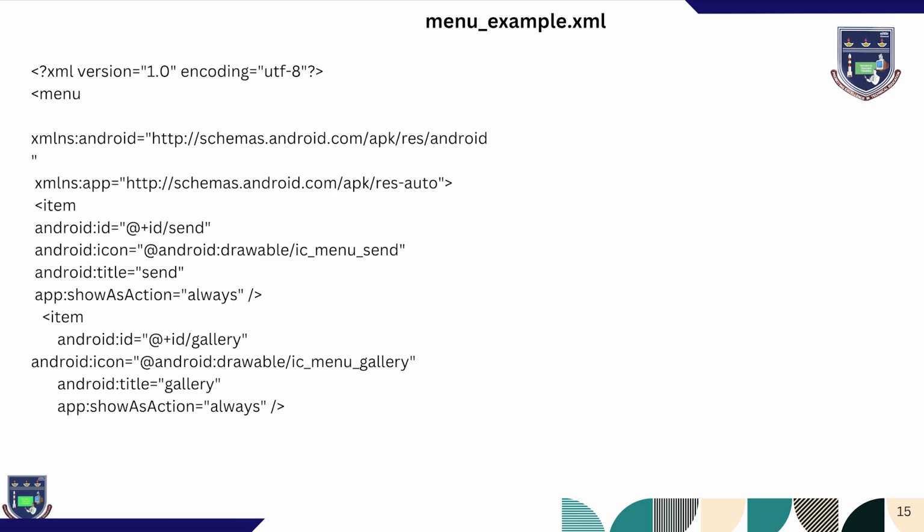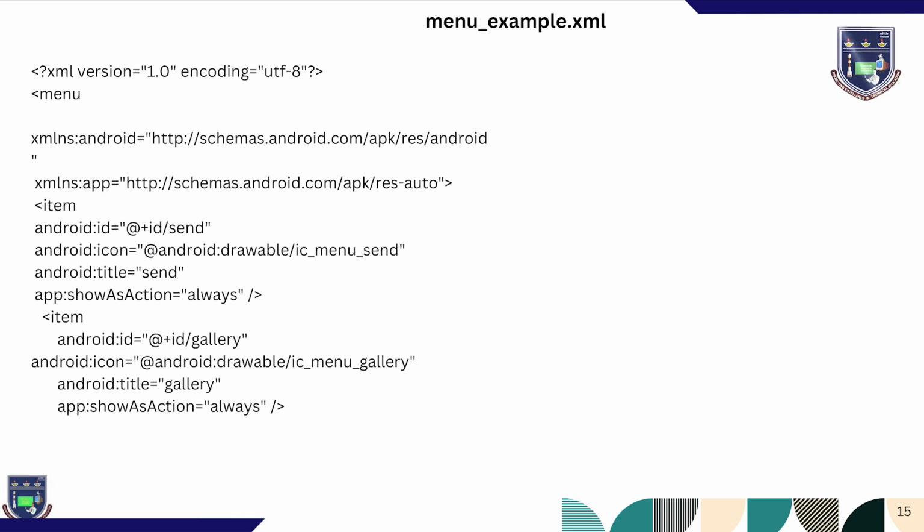Next we have a fourth item, that is calculator. This will add the calculator item. The main difference is that ifRoom means it appears on the action bar only if there is enough space. Otherwise it goes into the overflow menu. Then the fifth item is exit, similar to the calculator. This item will appear on the action bar only if there is room. Otherwise, it moves to the overflow menu. Then we have a closing tag, so the menu should end. This ends the menu resource definition.